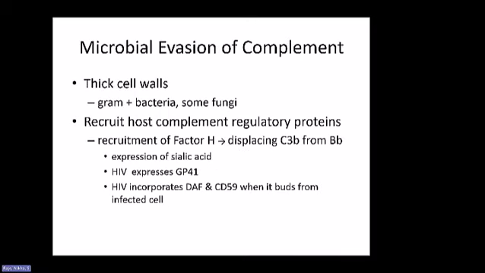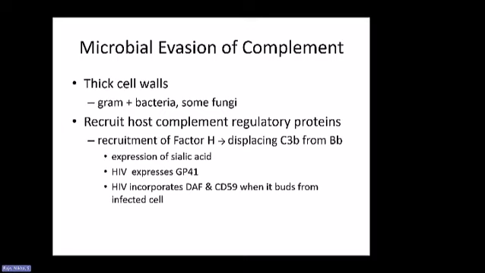But the complement system can be evaded by microbes, which means the microbes become smarter and try to escape the complement system. Some fungi and gram-positive bacteria have thick cell walls that complement cannot target. They can recruit host complement regulatory proteins in their favor. They recruit factor H and help in displacing the C3b from Bb.